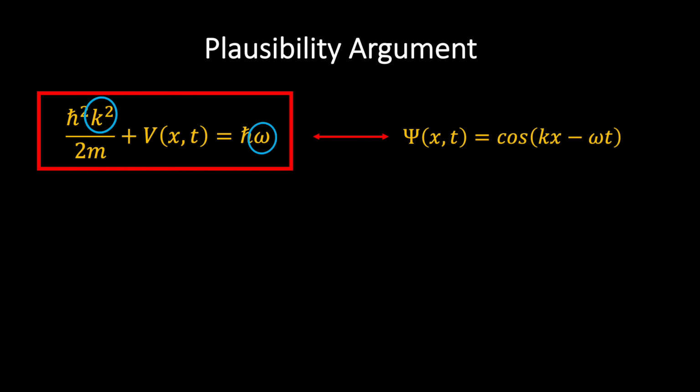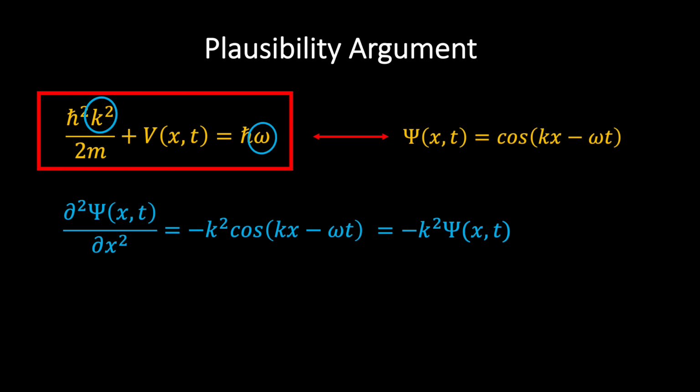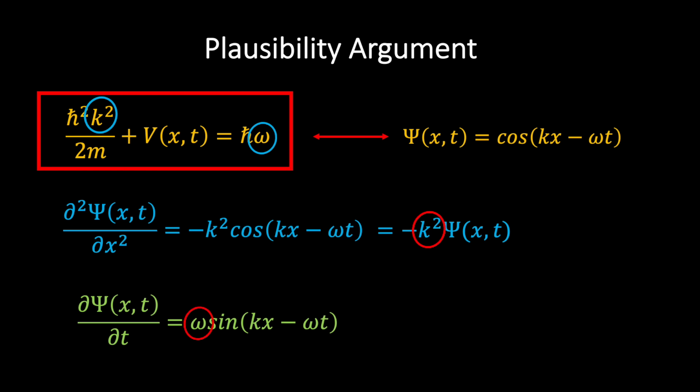Next, notice that when we differentiate this wave function twice with respect to x, we obtain a factor of k squared, and the effect of taking the first time derivative is to introduce a factor of omega. And since the differential equation we seek must be consistent with the expression in the red box, which contains a factor of k squared in one term and a factor of omega in another, these facts suggest that the differential equation that we seek should contain a second derivative with respect to x and a first derivative with respect to time.